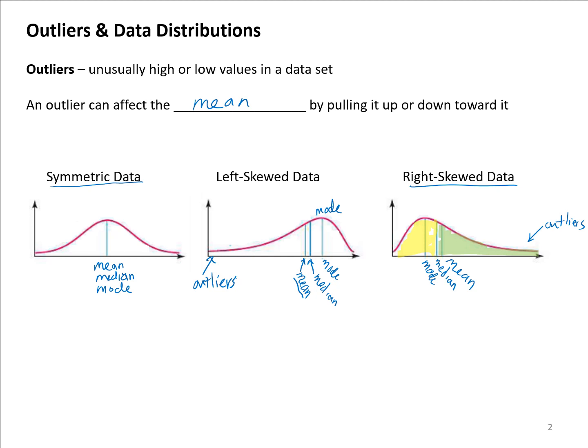But it's the mean that gets shifted the most. So you will always, in skewed data, have the mean heading toward the outliers.